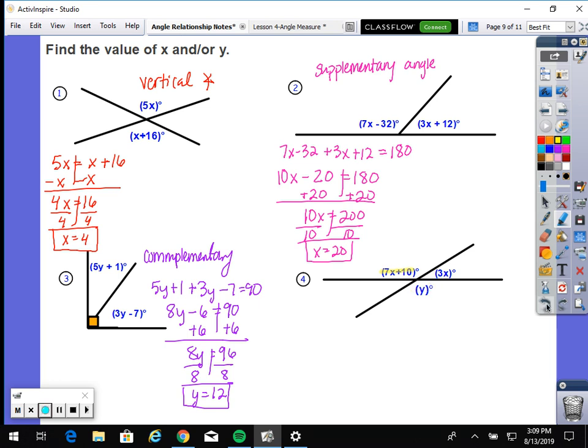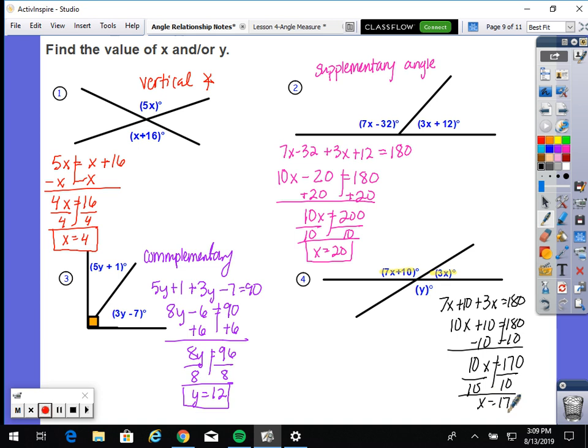So instead, I'm going to start with 7x plus 10 and 3x because they are going to sum together to equal 180. Those are my supplementary angles. So 7x plus 10 plus 3x is equal to 180 degrees. 7x plus 3x is 10x plus 10 equals 180. Subtract 10 to get all of my numbers together. 10x equals 170. Divide by 10, and I get x equals 17, which is great. That's half of my problem.